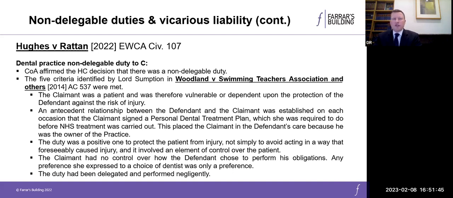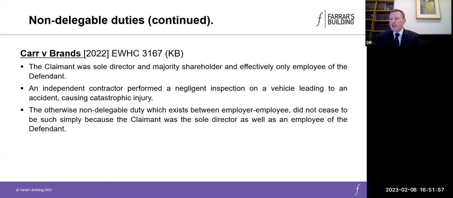So a translation across from that case into others where there's a similar sort of basic factual background, the clinical provision of private healthcare services. I'll also mention quickly a judgment that was very recently handed down, I think in late December, Carr and Brands.